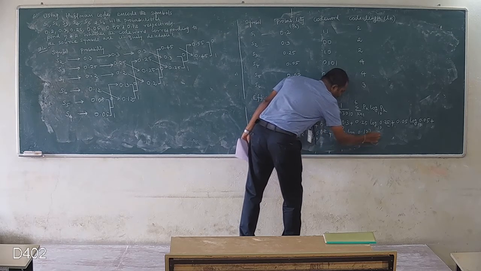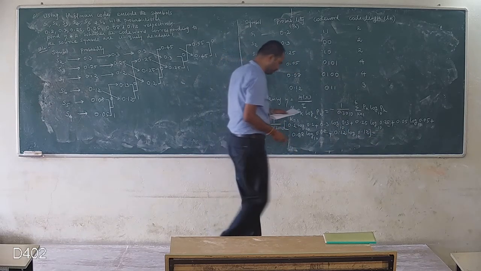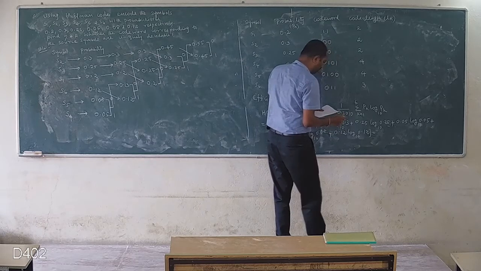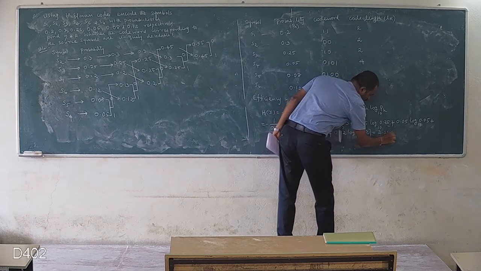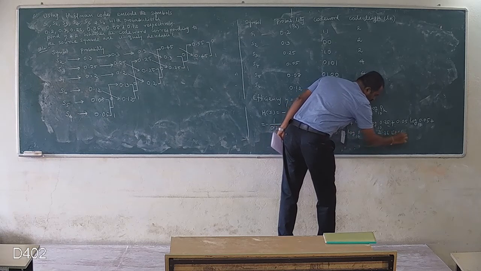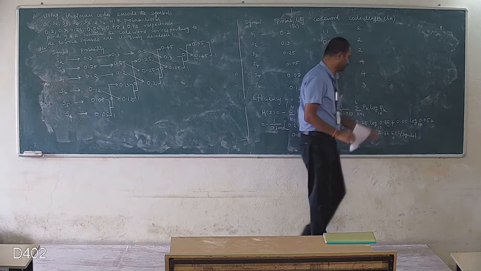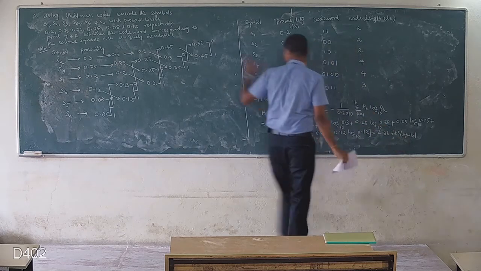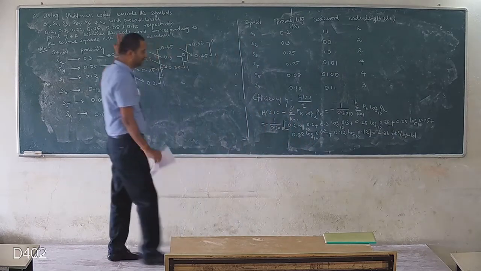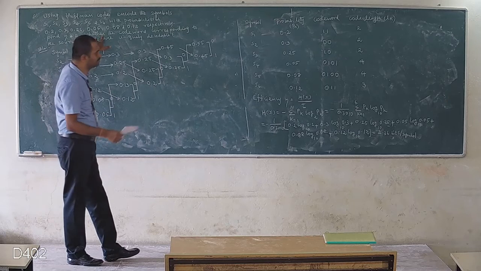If you find the value for entropy, it will be 2.36 bits per symbol. The unit for entropy may be bits per symbol or bits per message, depending upon whether it is given as message or symbol. If it is given as message, you have to write bits per message. If it is given as symbol, it should be bits per symbol.